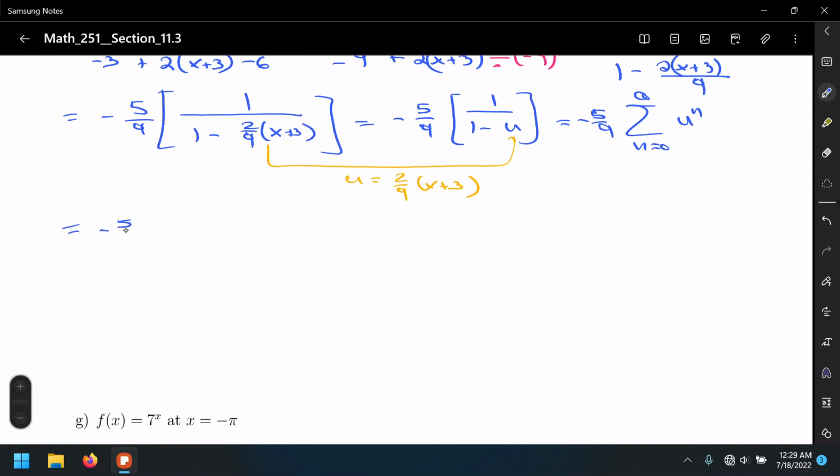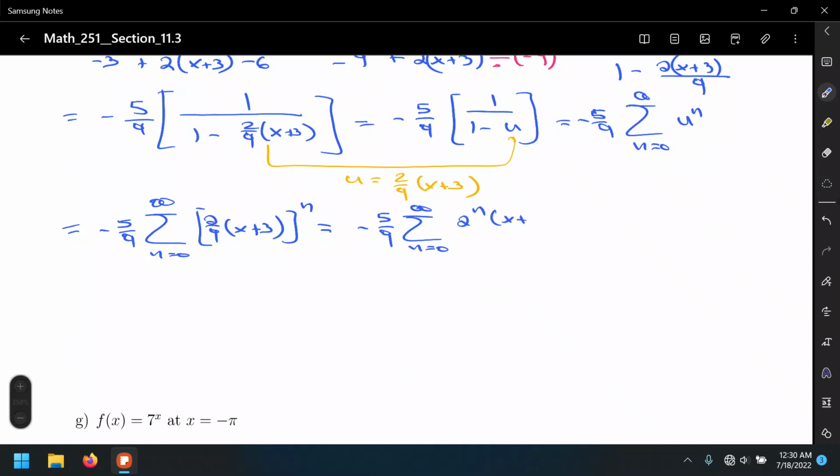And back substitute for u. That's going to give us negative 5 over 9, sigma n equals 0 to infinity, and that's u, which is 2 over 9, (x plus 3) to the n, which will reduce. So this is pretty much our final answer, but we need to simplify this a bit further. Negative 5 over 9, sigma n equals 0 to infinity, 2 to the n, (x plus 3) to the n, over 9 to the n. But over here, I'm going to introduce this 5 over here. I'm going to leave the negative outside.